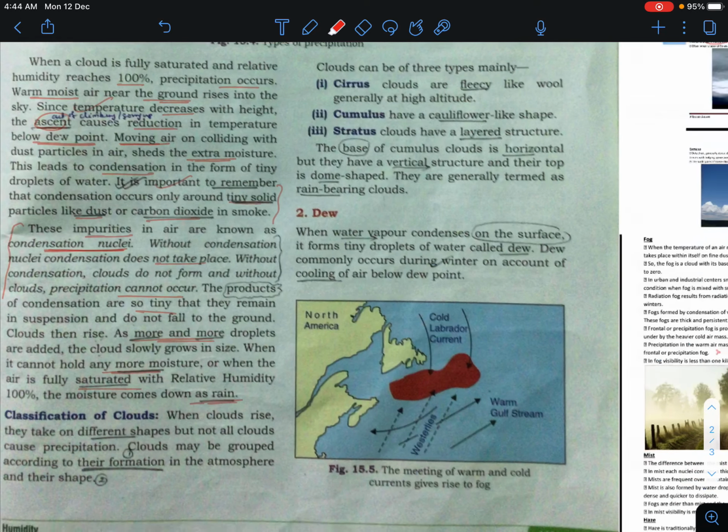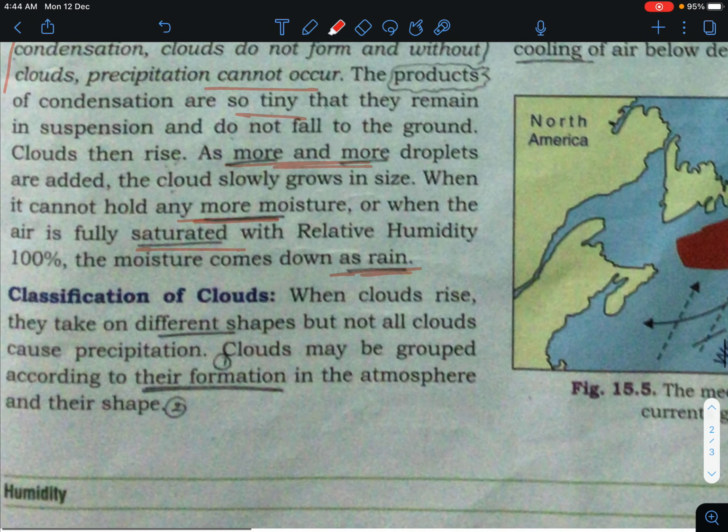Okay, we have already studied the classification of clouds. When clouds form, they take different shapes, and depending on the shape we classify the clouds. But not all clouds cause precipitation. It is very important to remember that only a few clouds cause precipitation.